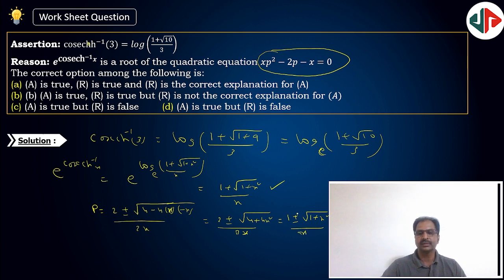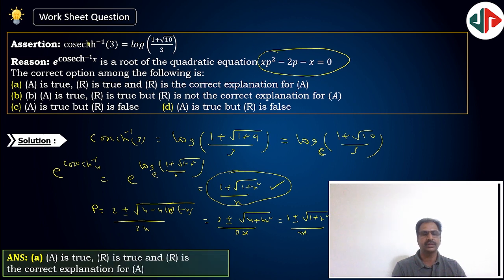And hence, what are the roots for this? 1 plus root 1 plus x square by x, and the other root is 1 minus root 1 plus x square by x. And hence, e power cosech inverse x is a root of the given quadratic equation. So both are correct. A is true and R is true, and R is the correct explanation for it.